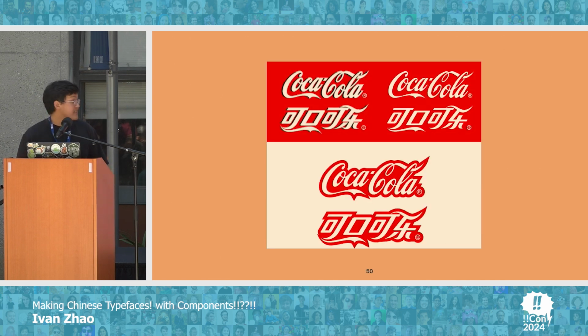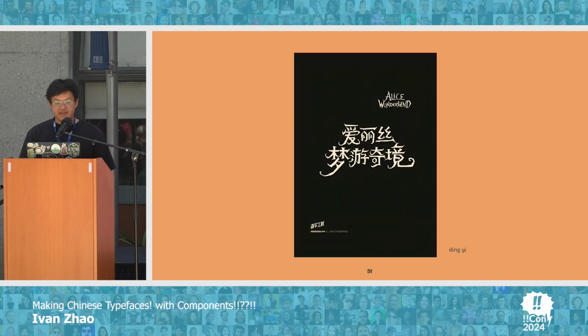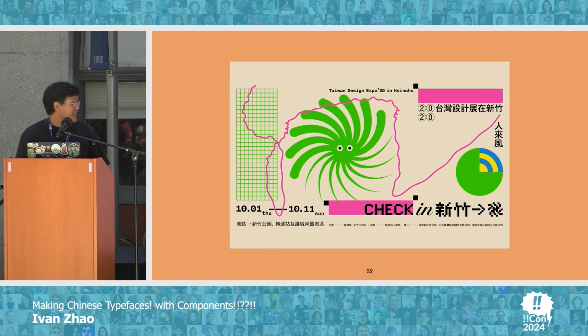One of the other ones that was done is the Coca-Cola logo, and I think they did a really great job of preserving the swashes on the characters themselves and making it feel really cohesive with the English. There's also this Alice in Wonderland poster that was done when it came out in China, and this Taiwanese Design Expo, where they use some of that pixel-like quality to map in both English and in Chinese.